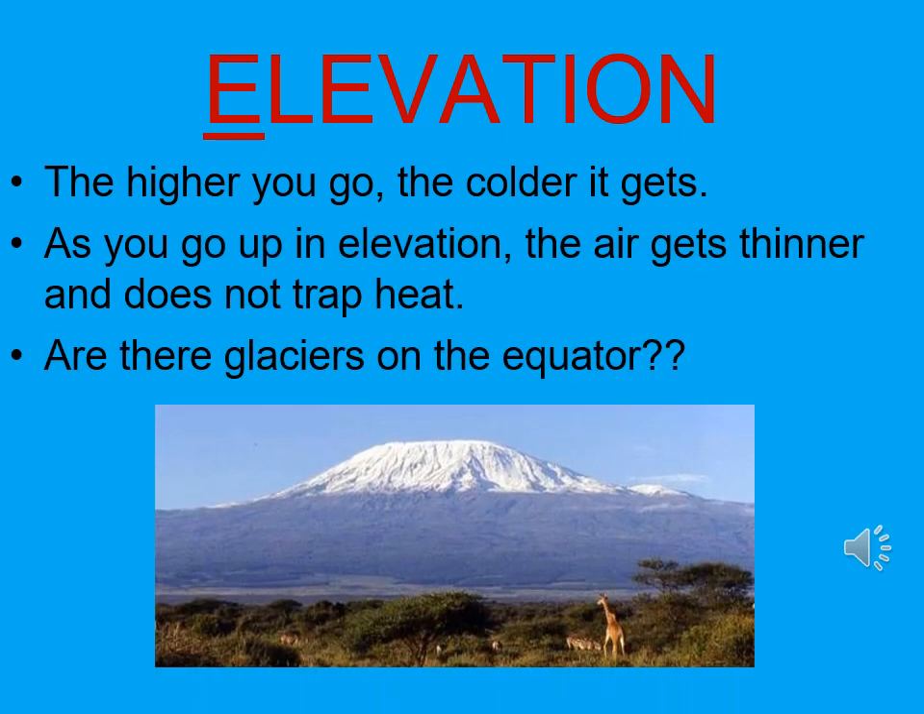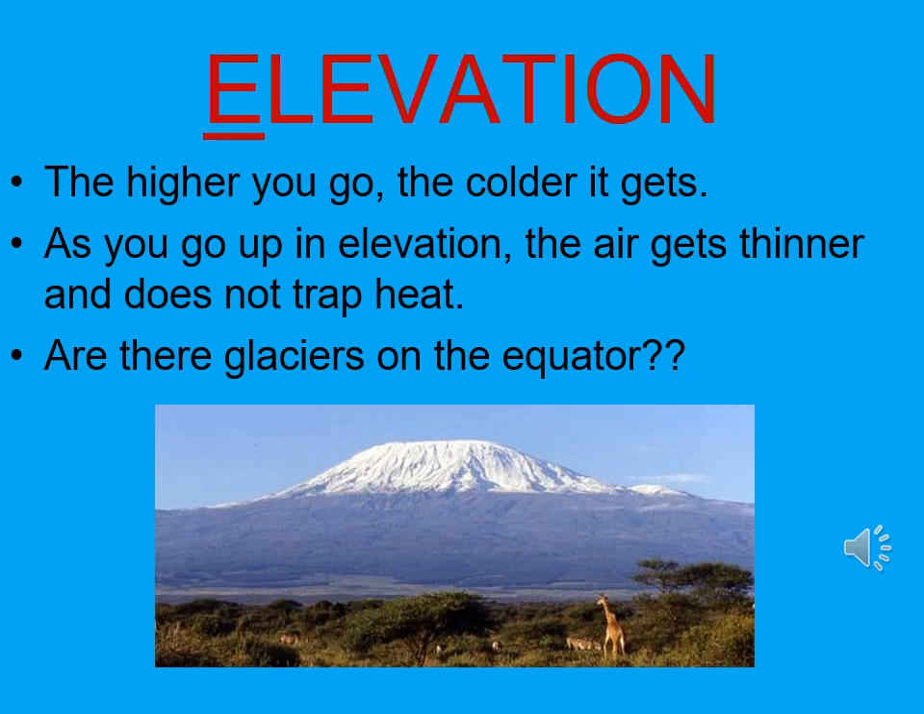So the E stands for elevation. The higher you go, the colder it gets. As you go up in elevation, the air gets thinner and does not trap heat. So the question here is, are there glaciers on the equator, which is basically just ice and snow? If you notice that picture right there, in the foreground there looks like a giraffe, and in the back there is Mount Kilimanjaro, the largest mountain in Africa.